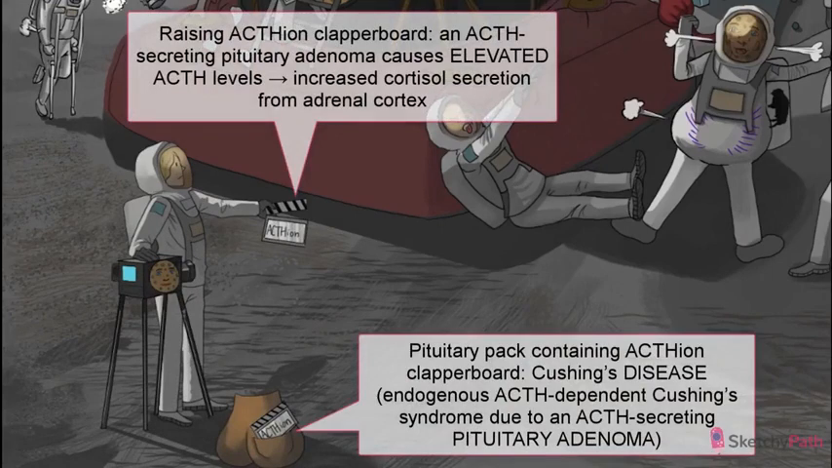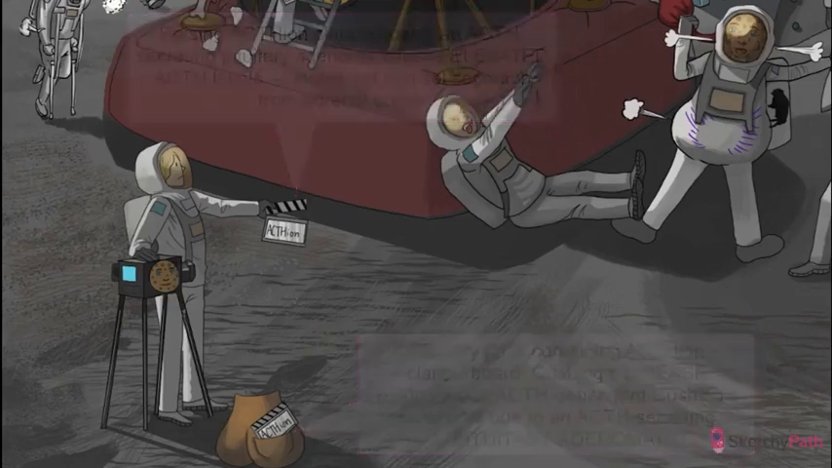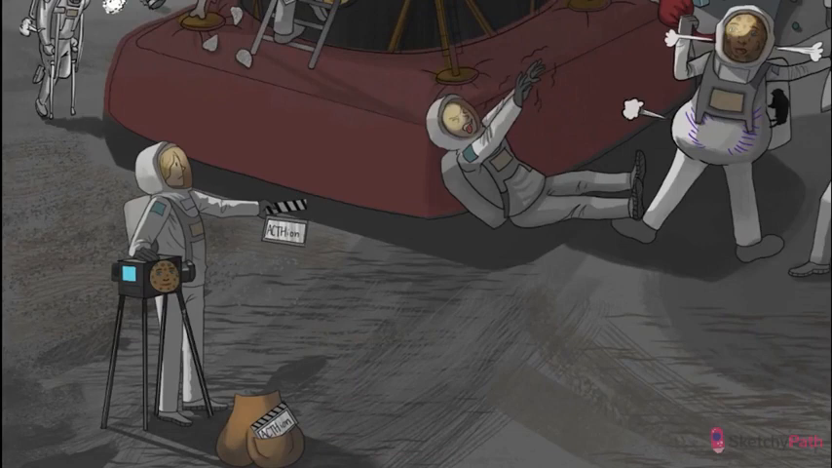In the case of an ACTH-secreting pituitary adenoma, the pathology is now termed Cushing's disease instead of syndrome, and is most often due to a pituitary microadenoma, which means it's less than 1 centimeter in diameter. Affected patients are typically women between the ages of 20 to 30.